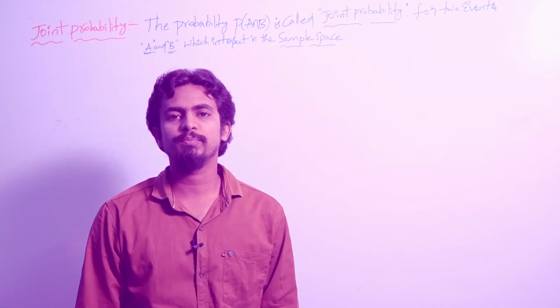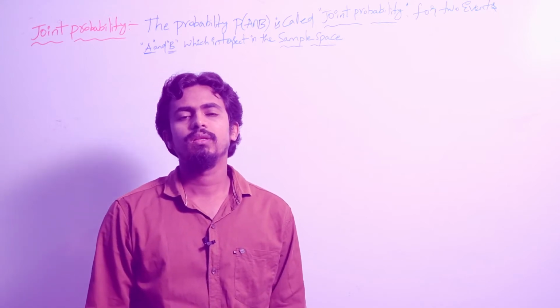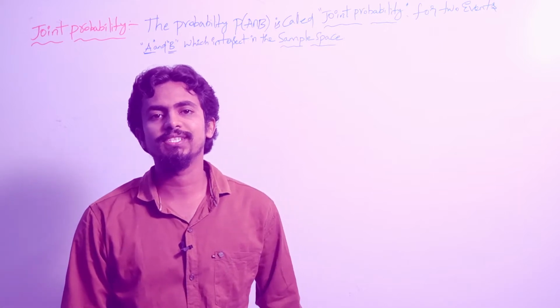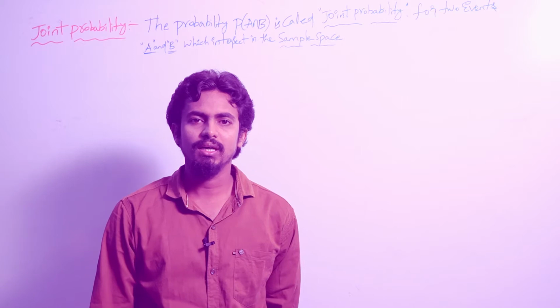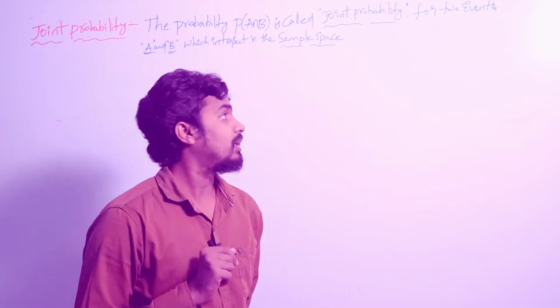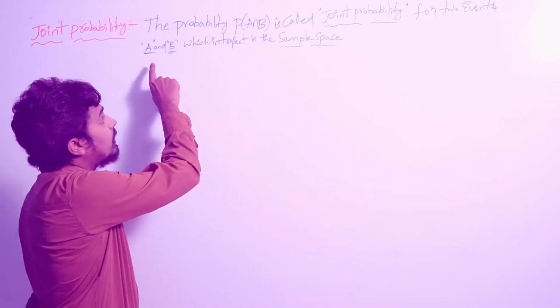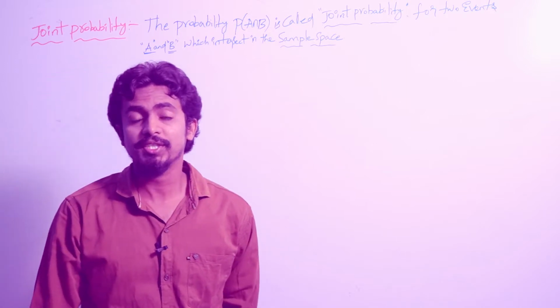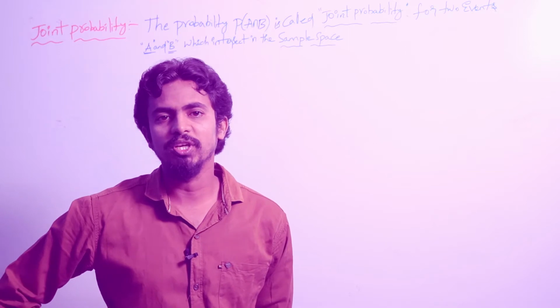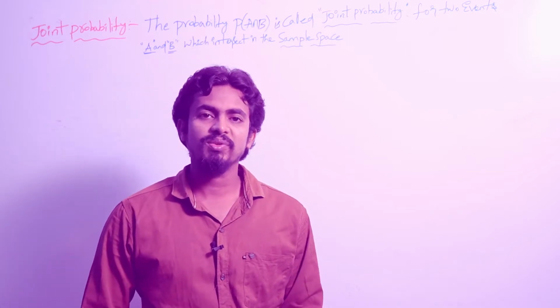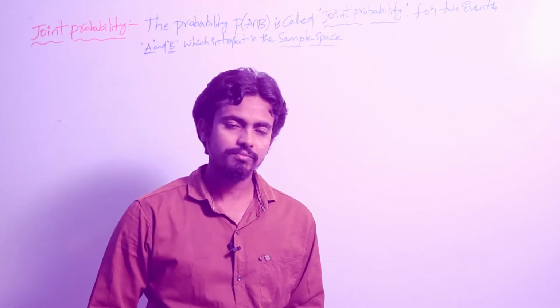Now let's see the concept of joint probability. P of A intersection B is said to be the joint probability. For example, if you take the events A and B, they will intersect in the sample space. Then it is said to be the joint probability.